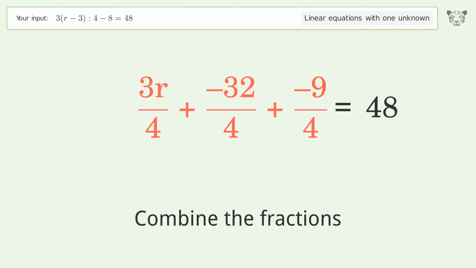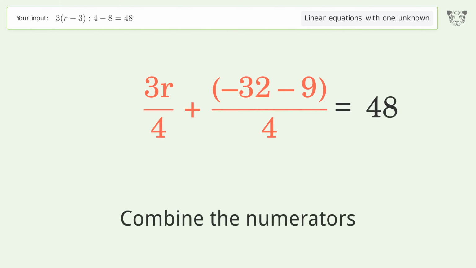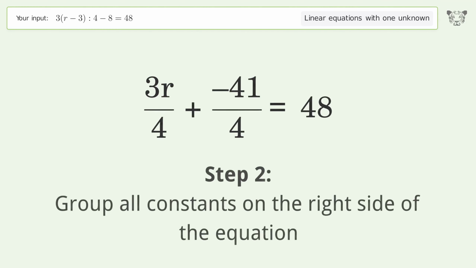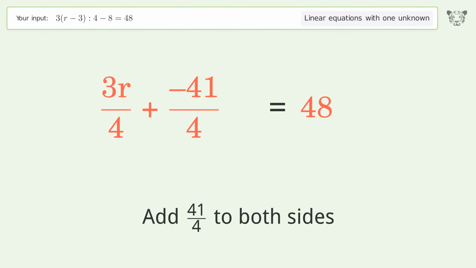Combine the fractions. Combine the numerators. Group all constants on the right side of the equation. Add 41/4 to both sides.